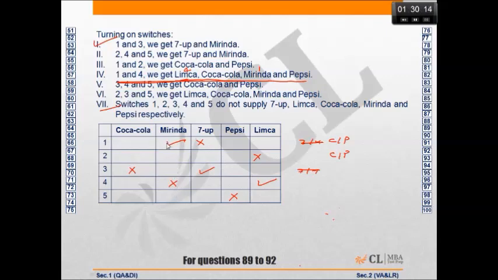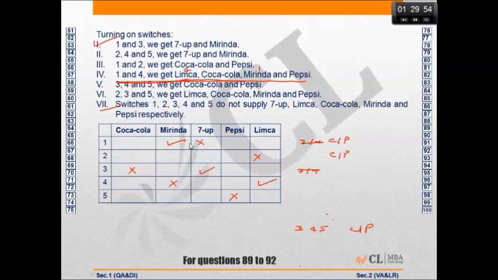3, 4, 5, Coke and Pepsi. 3 does not give me Coke. 5 does not give me Pepsi. So one of them is Mirinda, okay, let's see.